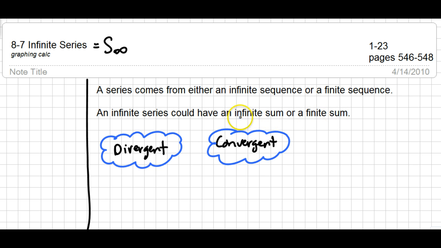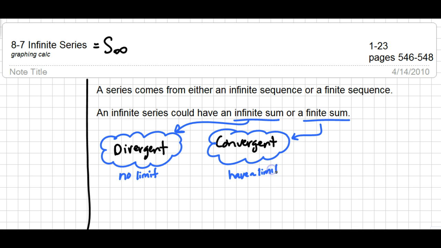If the sum is infinite, that means it goes on forever, which would mean that it's divergent, which means it has no limit. The sums that are finite are ones that we can identify, and those will converge or have a limit.